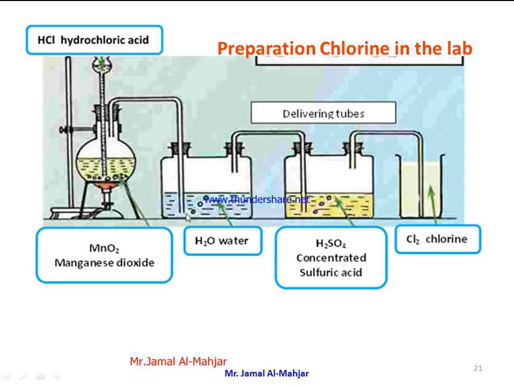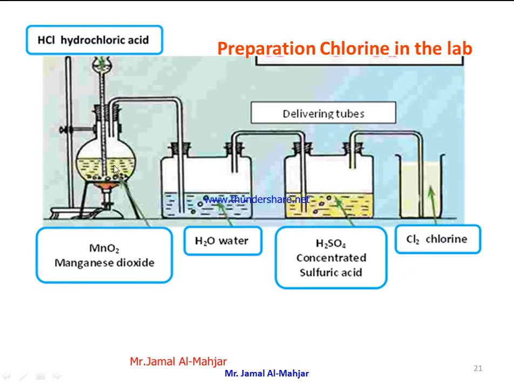As we see here, we have the flask, Bunsen burner, valve bottles, receiver container, and delivery tubes. Also, we have some chemicals such as hydrochloric acid and manganese dioxide. We have to put the manganese dioxide in the flask, then we have to put the hydrochloric acid.